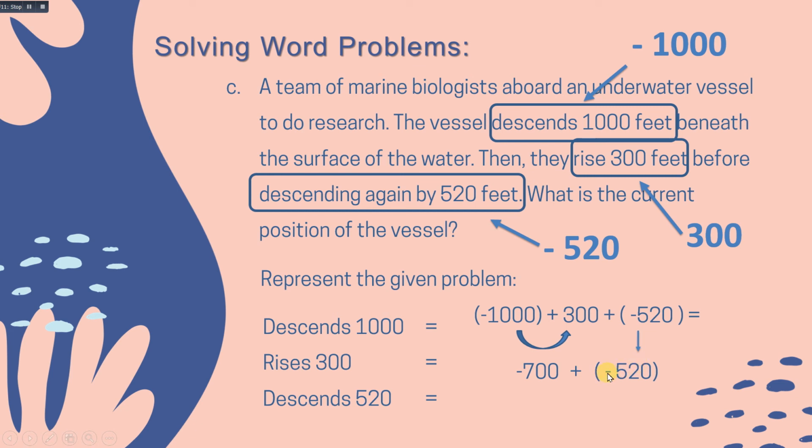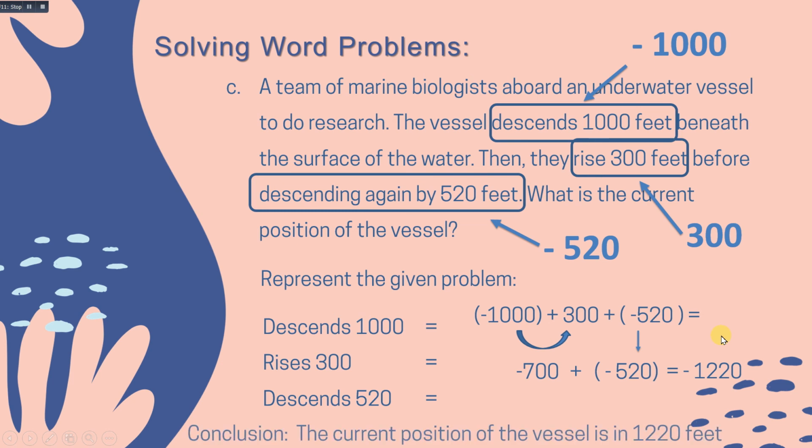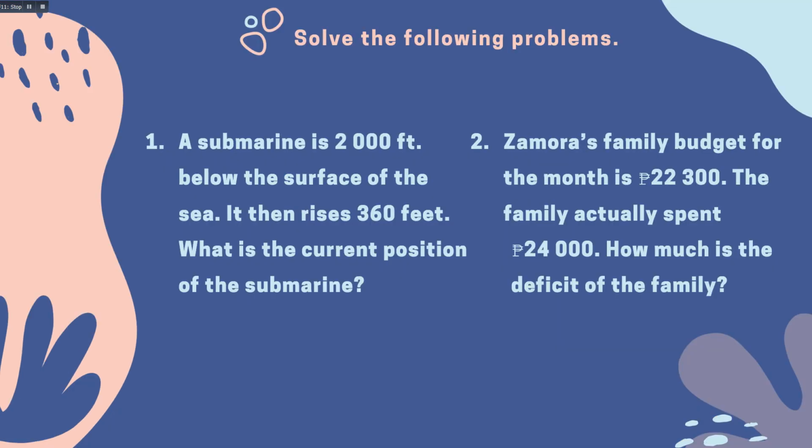Next would be to add negative 520. So since in this example we already have a common sign, which is negative 700 plus negative 520, that is why the answer would be negative 1,220.